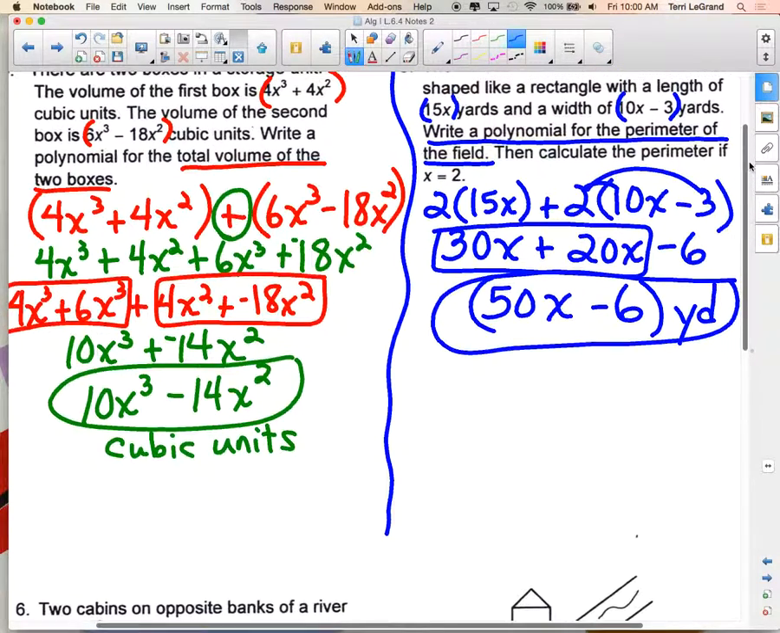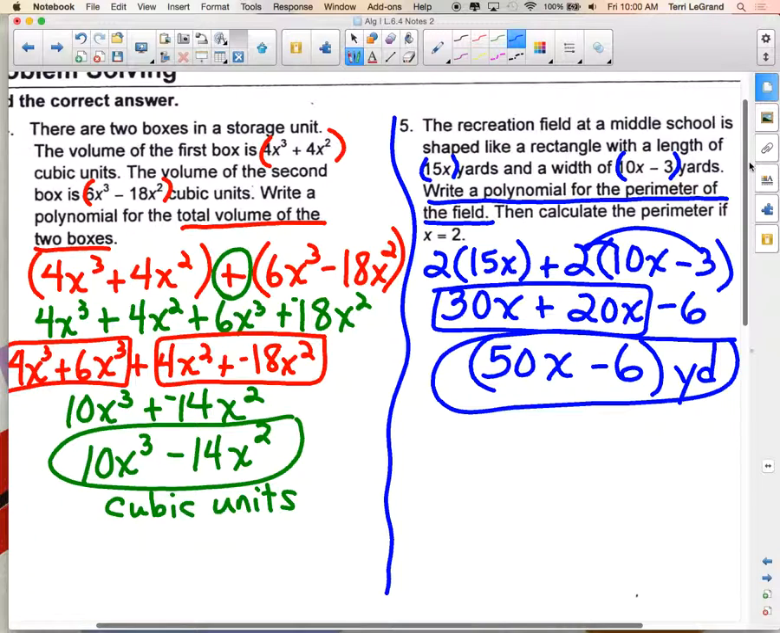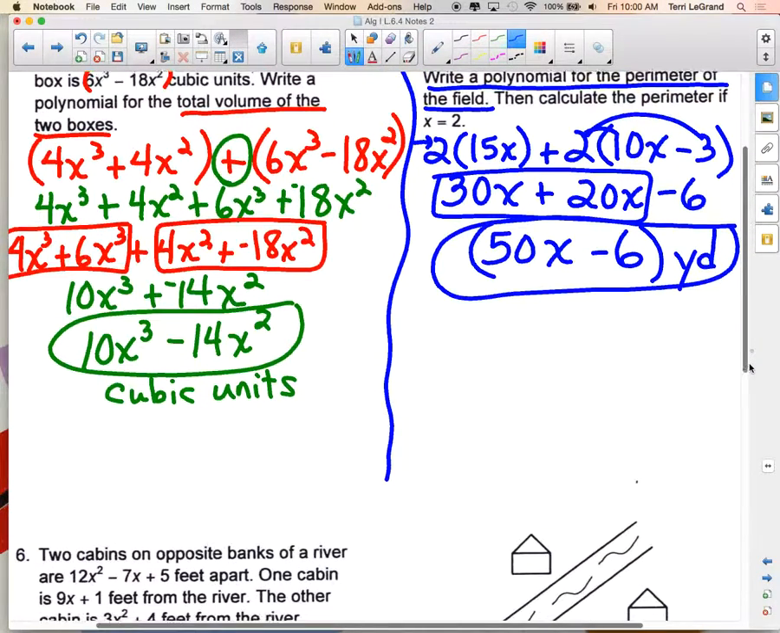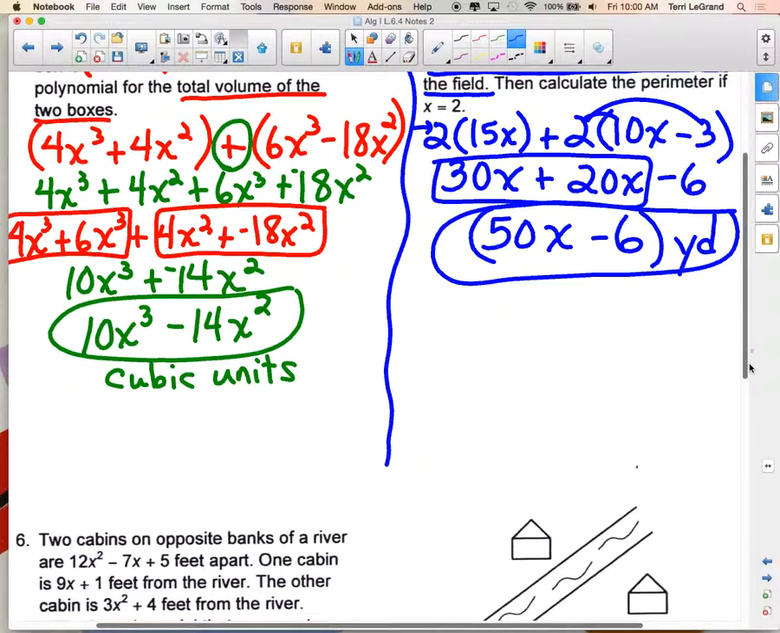So when they say, write a polynomial, you don't get to stop here. You don't get to just write the setup, you have to actually simplify it. Do the adding, do the subtracting, whatever it is you have to do. Then it says, then calculate. Then means after, so then calculate.